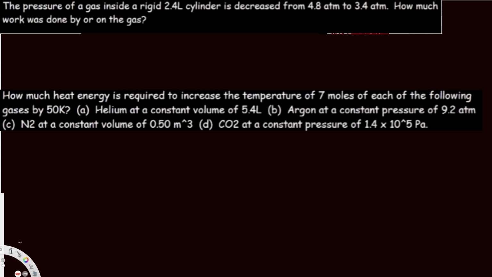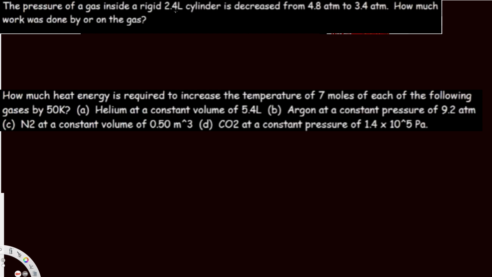Let's do this problem right here. The first question is asking: the pressure of a gas inside a rigid 2.4 liter cylinder is decreased from 4.8 atm to 3.4 atm. How much work was done on the gas? So let's see how we can find it.